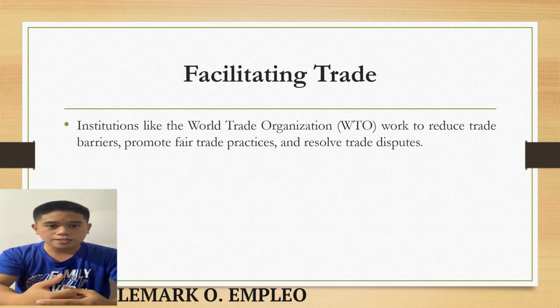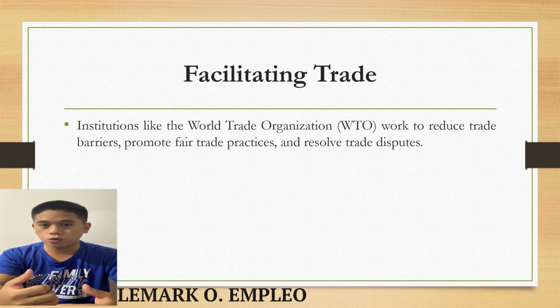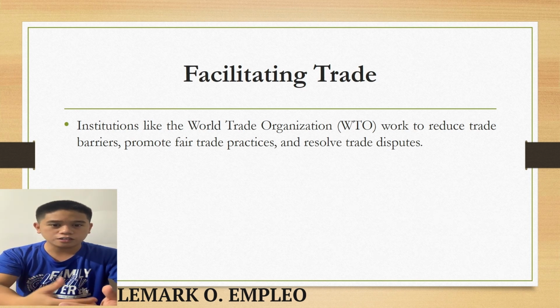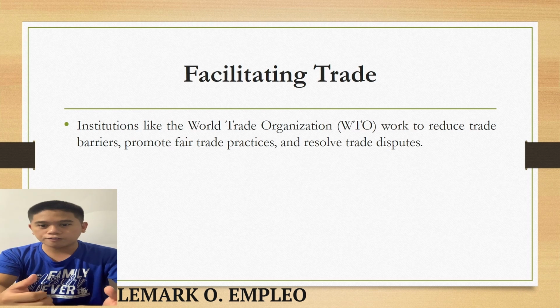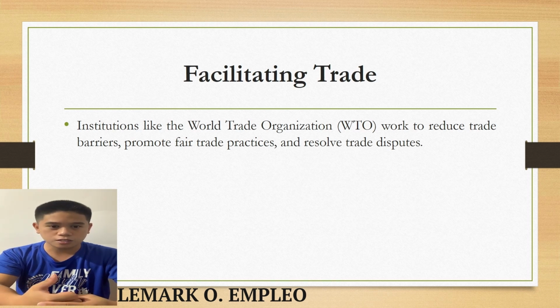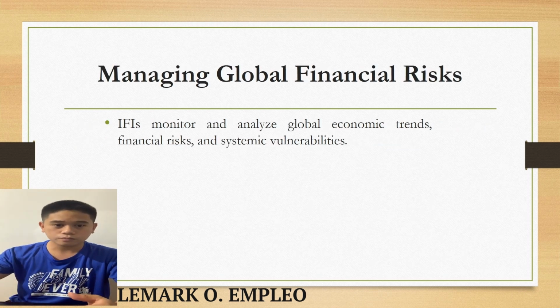The third one is facilitating trade. Institutions like the World Trade Organization, or the WTO, work to reduce trade barriers, promote fair trade practices, and resolve trade disputes. This helps create a more open and interconnected global economy by fostering the flow of goods and services across borders.